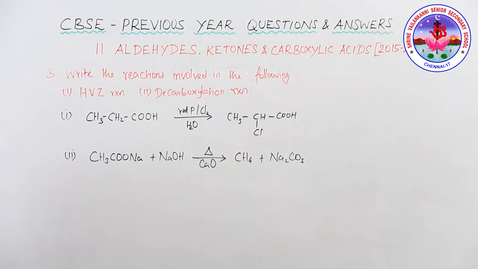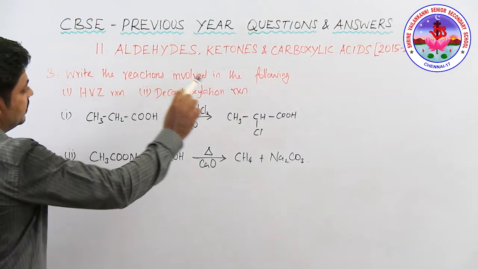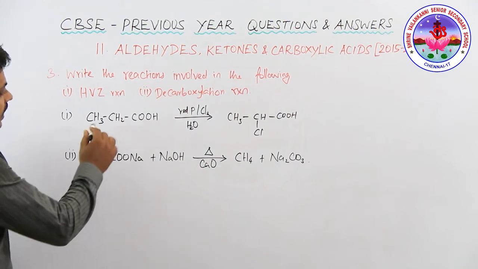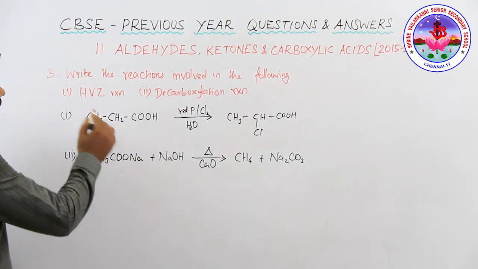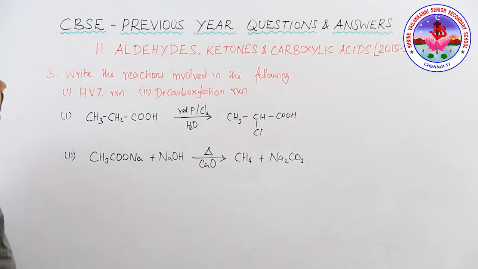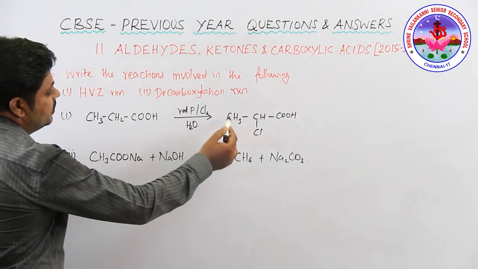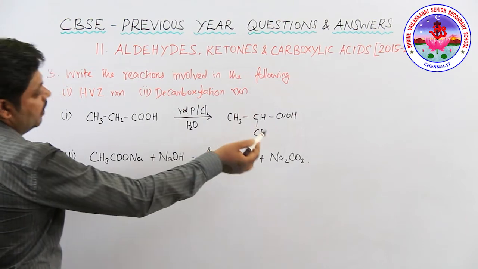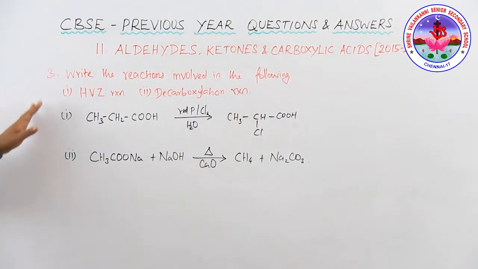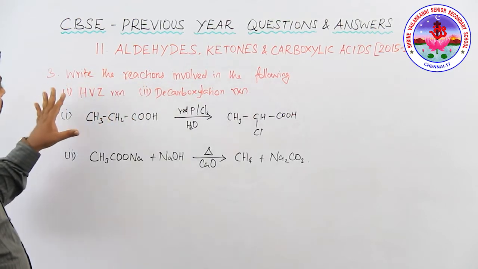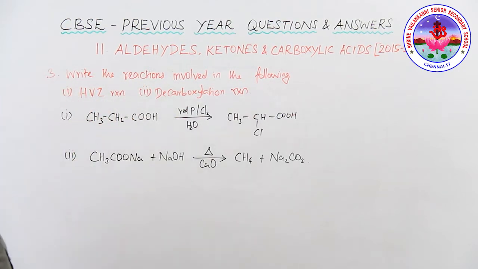For name reactions like this, as I already said, write the reaction involved in the following, so you have to use only the chemical equation. Sometimes it simply says write the HVZ reaction, and then you can use RCOOH, RCHClCOOH or X, whatever it is. But in this question, the name is given: write the reaction involved in the following. So chemical equations you have to write in this type of question.